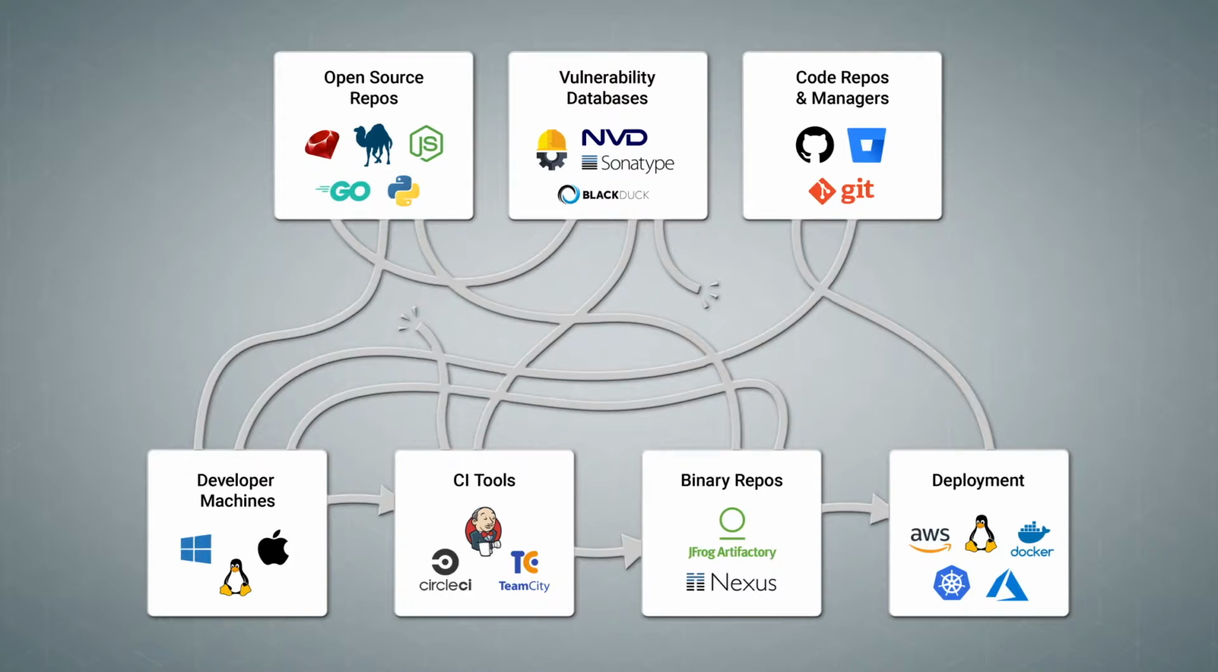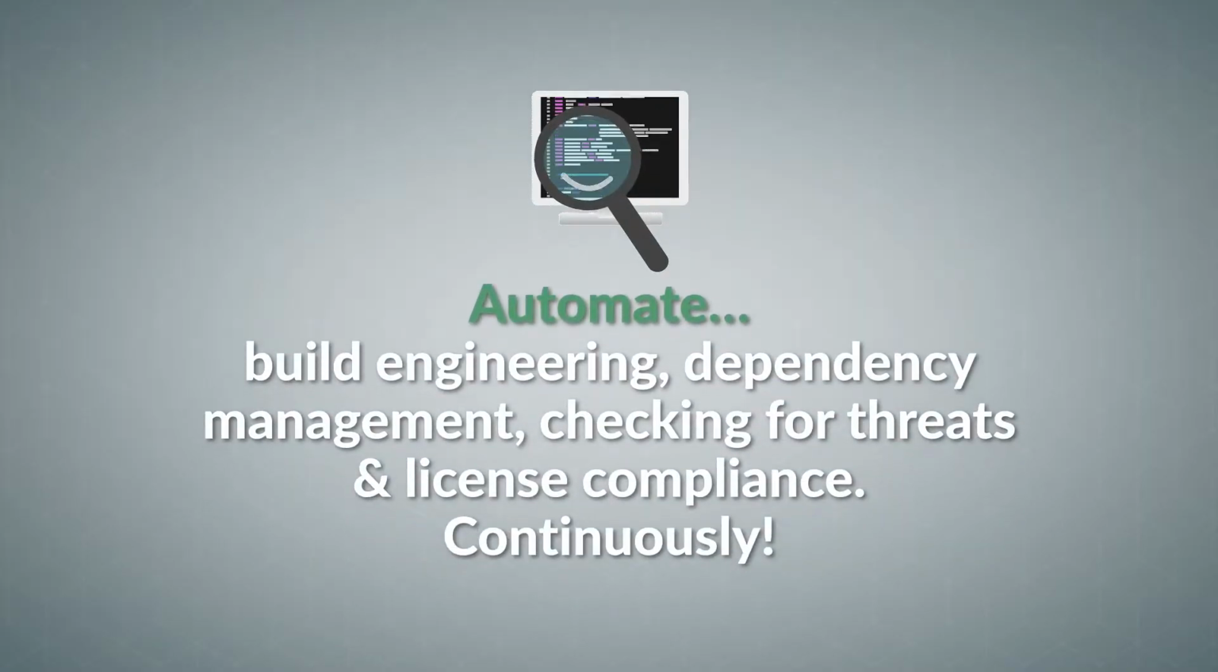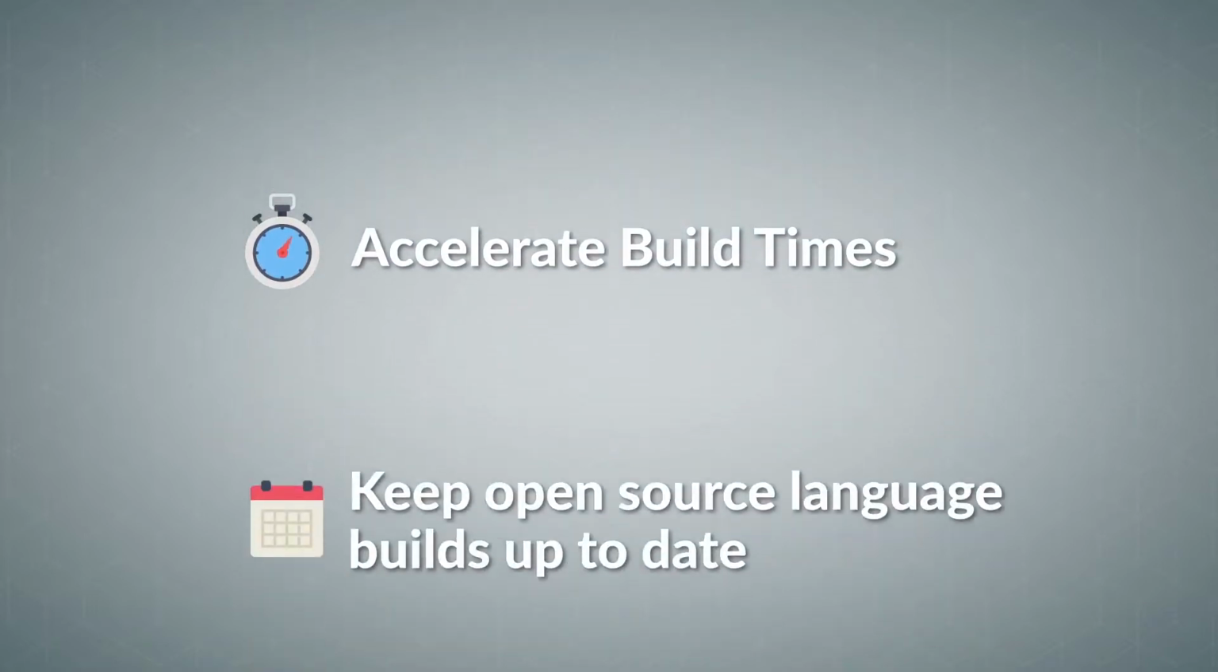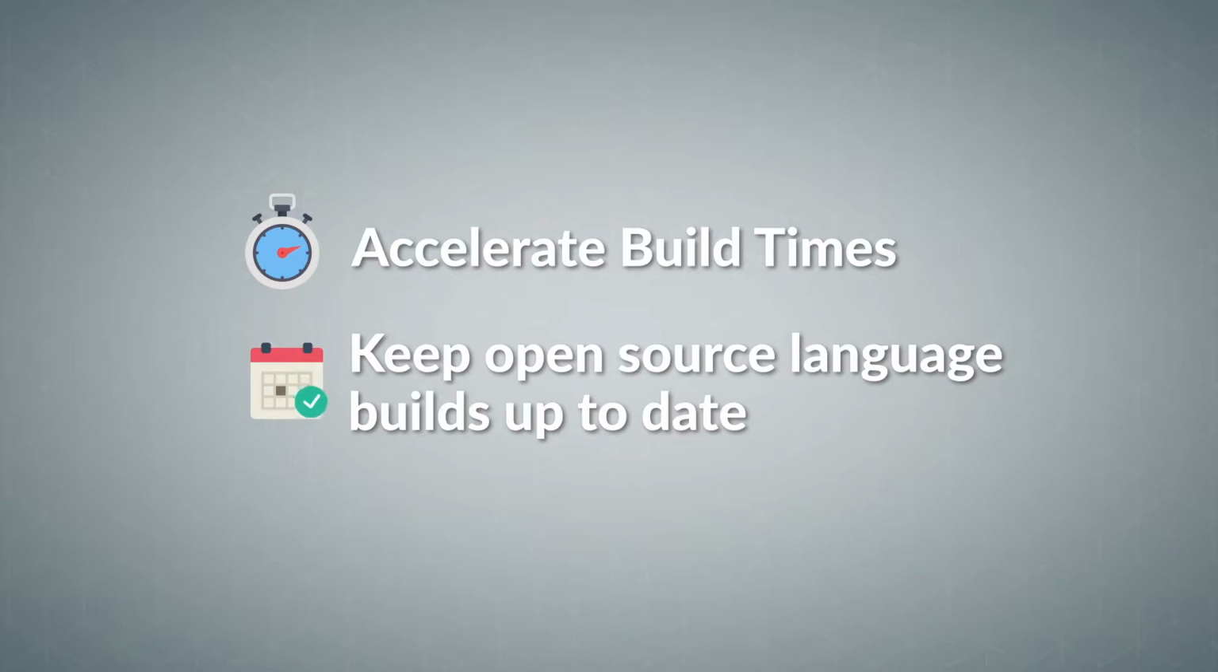Something breaks in production, you need to fix it there, but what you fixed in production is not getting fixed on your dev machine. So the result is what I call a spaghetti mess in your whole software development process. You overcome this by automating your build engineering, automating your dependency management, and automating how you check for threats and license compliance issues. And you do this continuously. If you're able to achieve this, you can accelerate your build times. You can keep open source language builds up to date and consistent across teams at scale, continuously and rapidly.